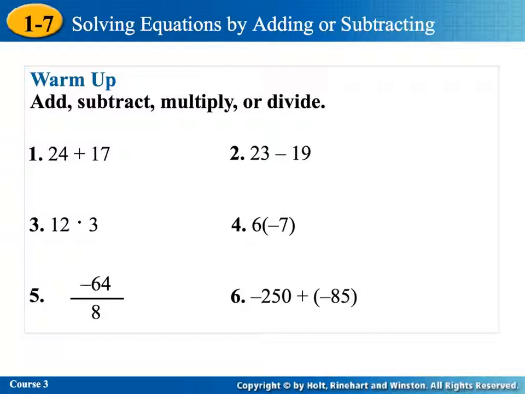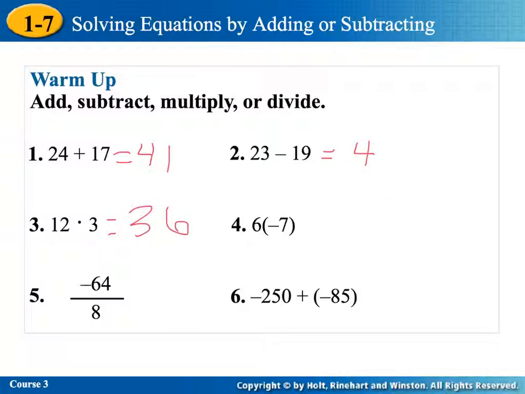So I want you to pause right now and see what you get for an answer. Pause, give these a shot. All right, so if you look at this, adding or subtracting, multiplying or dividing: 24 plus 17, when you add them together, you get 41. 23 minus 19, those are 4 spots away, so 4 is your answer. 12 times 3, and your answer is 36.